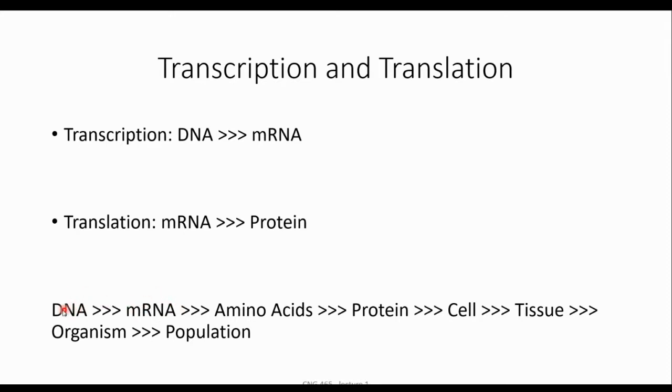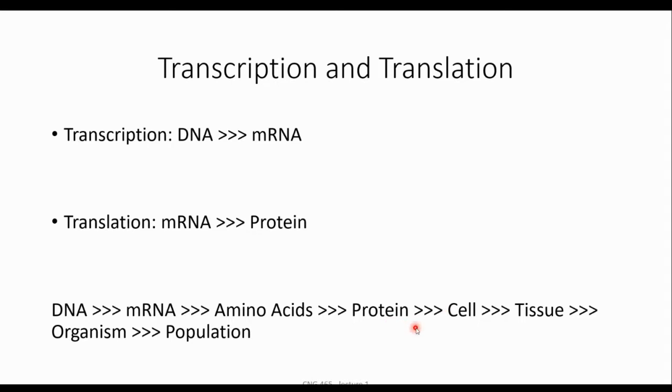Then mRNA, because DNA was located inside the nucleus, right? It was inside the nucleus of our cell. Then messenger RNA will get out of the nucleus, and the information will be translated into amino acids, and the combination of these amino acids will create protein. We will repeat this process again and again, and I'm sure you will get used to it.